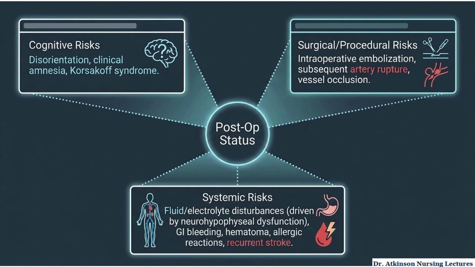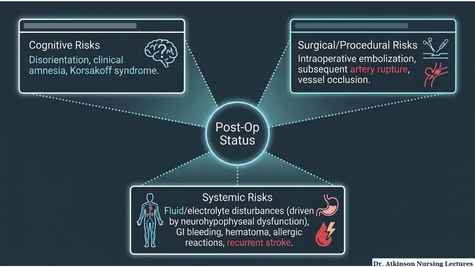Next are procedural and surgical risks. During or after aneurysm repair, there is risk for embolization, vessel occlusion, or even recurrent rupture. That is why these patients require extremely close neural monitoring after procedures. Then we have systemic complications. Hemorrhagic stroke patients can develop major fluid and electrolyte disturbances, especially related to hypothalamic or pituitary dysfunction. Sodium abnormalities are very common and can become dangerous quickly. You can also see GI bleeding, hematoma formation, allergic reactions to contrast dye or medications, and, unfortunately, recurrent stroke.